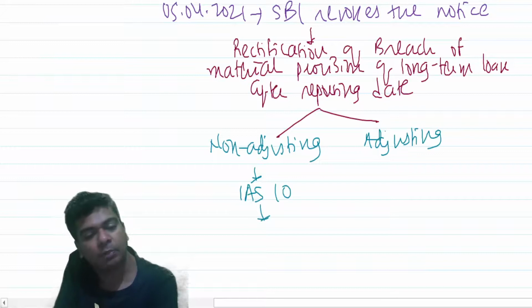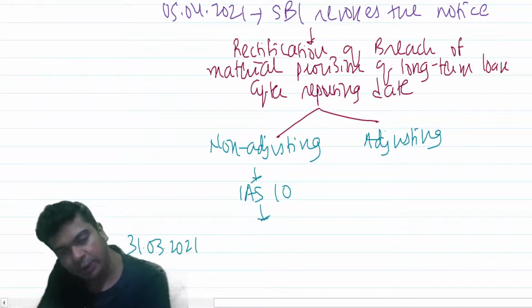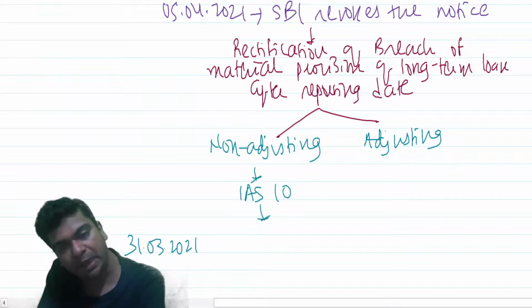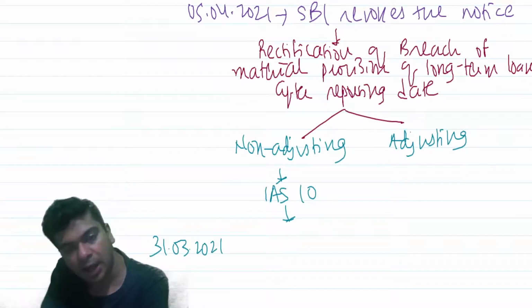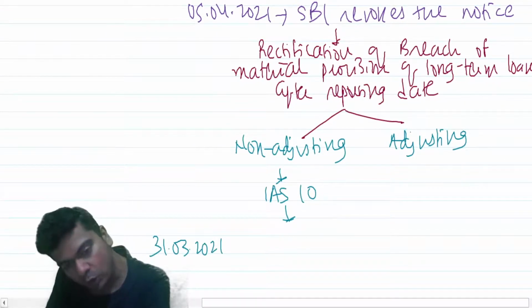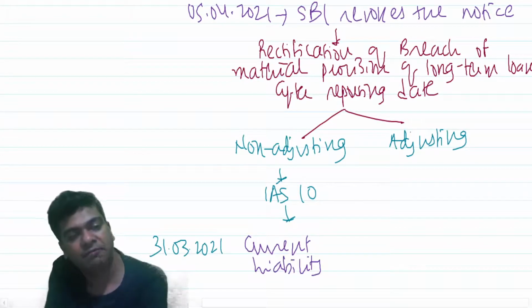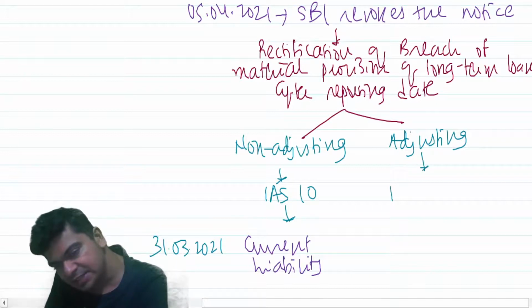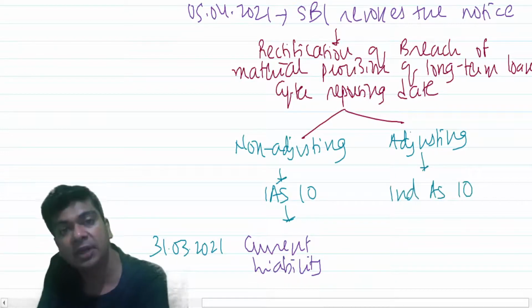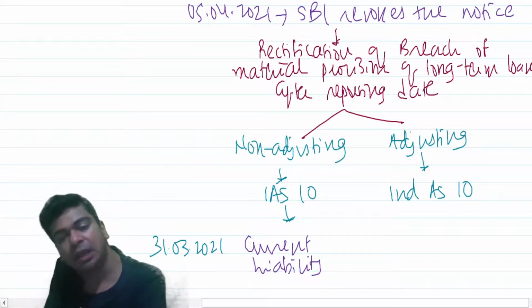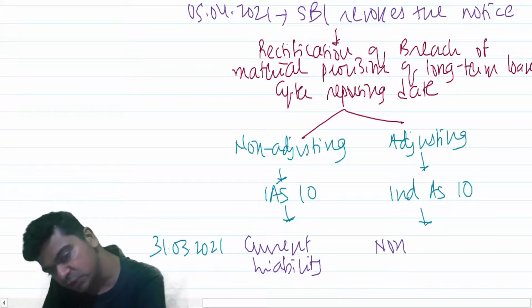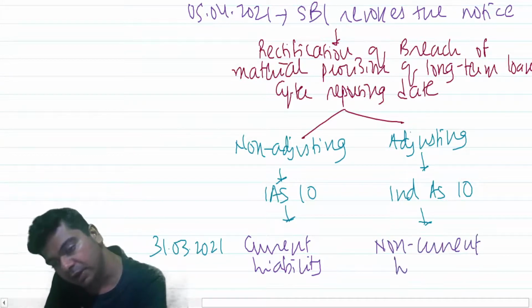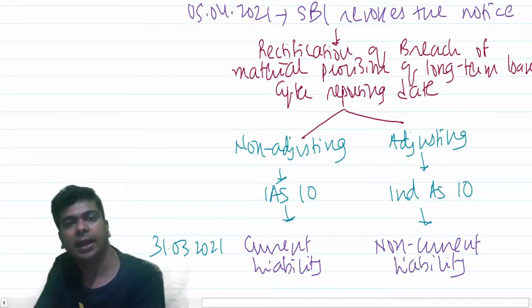Okay, when you prepare your balance sheet on 31st March 2021, if you are following IAS 10, you will show the loan as current liability because they are saying it is non-adjusting. But Ind AS 10 says that this rectification which has happened as an event after the reporting period shall be considered to be an adjusting event, and because it will be treated as an adjusting event, the status of the loan will become non-current liability. Getting it?